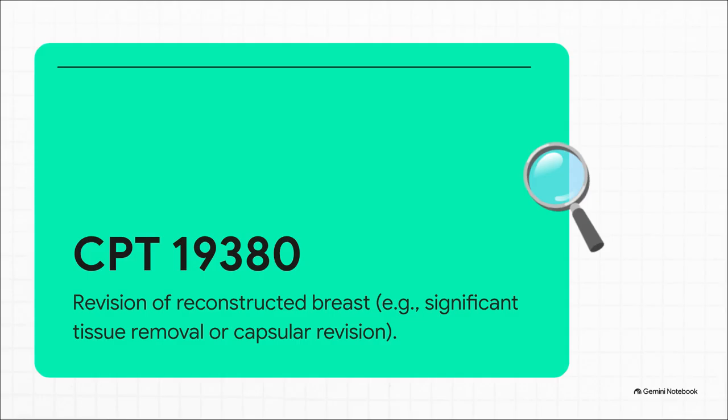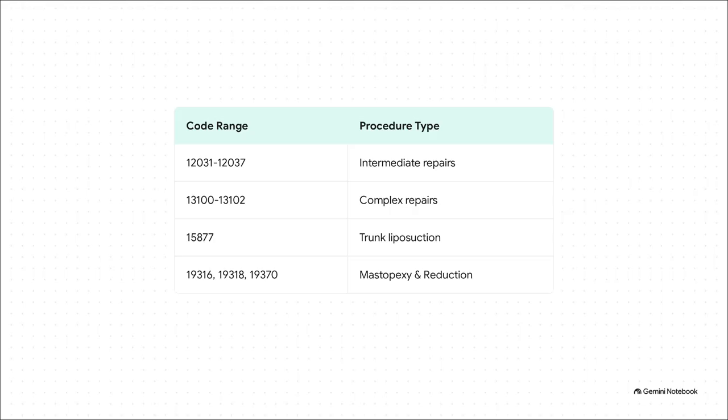Also, if an implant is exchanged during this revision, be on the lookout for the concurrent exchange code 19342. Now, right here is your ultimate bundling trap. You must never, ever report 19380 on the same breast alongside intermediate repairs, complex repairs, trunk liposuction, or primary revision codes like mastopexy, reduction, or open capsulotomy. The CPT guidelines are incredibly strict on this. All of these concurrent procedures are bundled straight into the heavy-lifting parenchymal revision work of 19380.